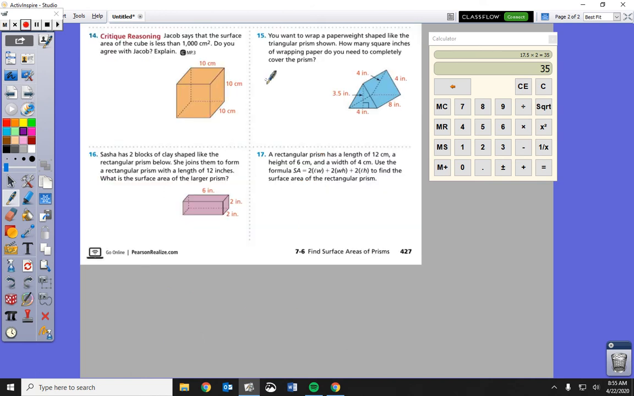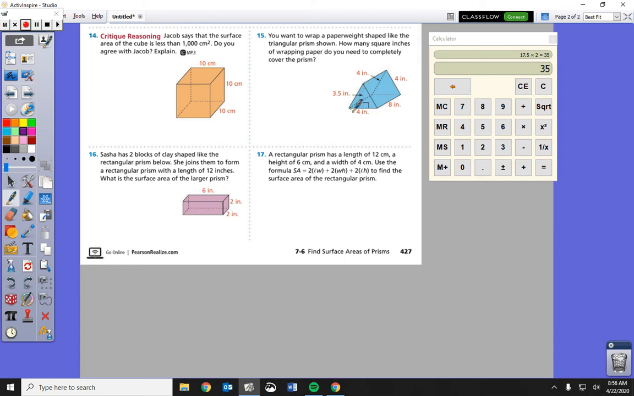We got 13. You want to wrap a paper weight shaped like the triangular prism shown. How many square inches of wrapping paper do you need to completely cover this prism? Okay, this one is going to be a little bit easier than the last one. Because if I take a look, we know that the triangles are good. But what's nice about this one is this is an equilateral triangle. So this is an equilateral triangle prism, if you want to call it.